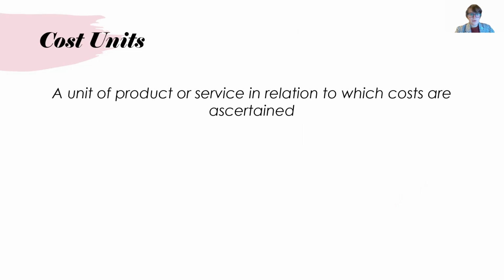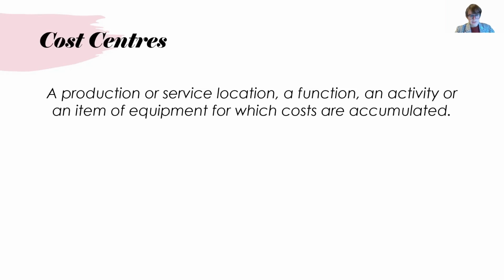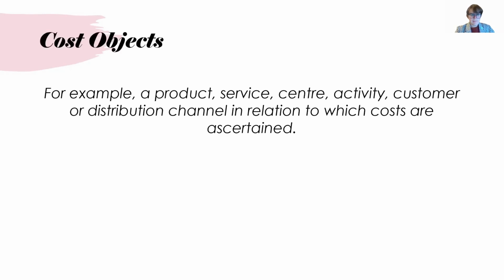Costing definitions then. So we have cost units. So this is a unit of product or service in relation to which costs are ascertained. We then have our cost centres, which is either a production or service location, a function, an activity, or an item of equipment for which costs are accumulated. Cost objects. So this, for example, could be a product, a service, a centre, an activity, a customer, or a distribution channel in relation to which costs are ascertained.